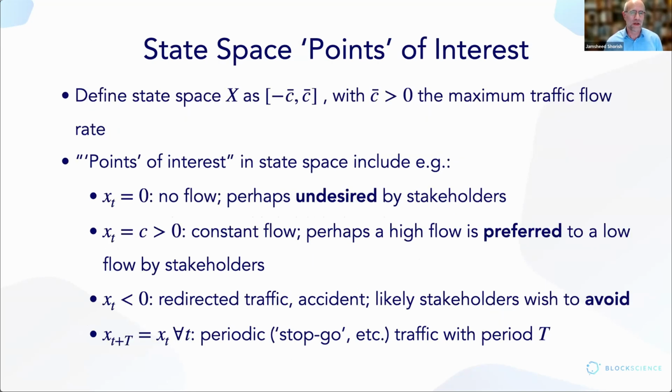Now, let's look at this state space in a little bit more detail and start carving out places that might be interesting. And I use points of interest to describe interesting locations, with points in quotes because it isn't actually points per se. So I want to disambiguate that and just say POI as the idea of where is a place that's nice to look at, but they aren't necessarily single points. And let's define then the state space as an interval between minus C bar and C bar, where C bar, which is a positive number, is the maximum traffic flow.